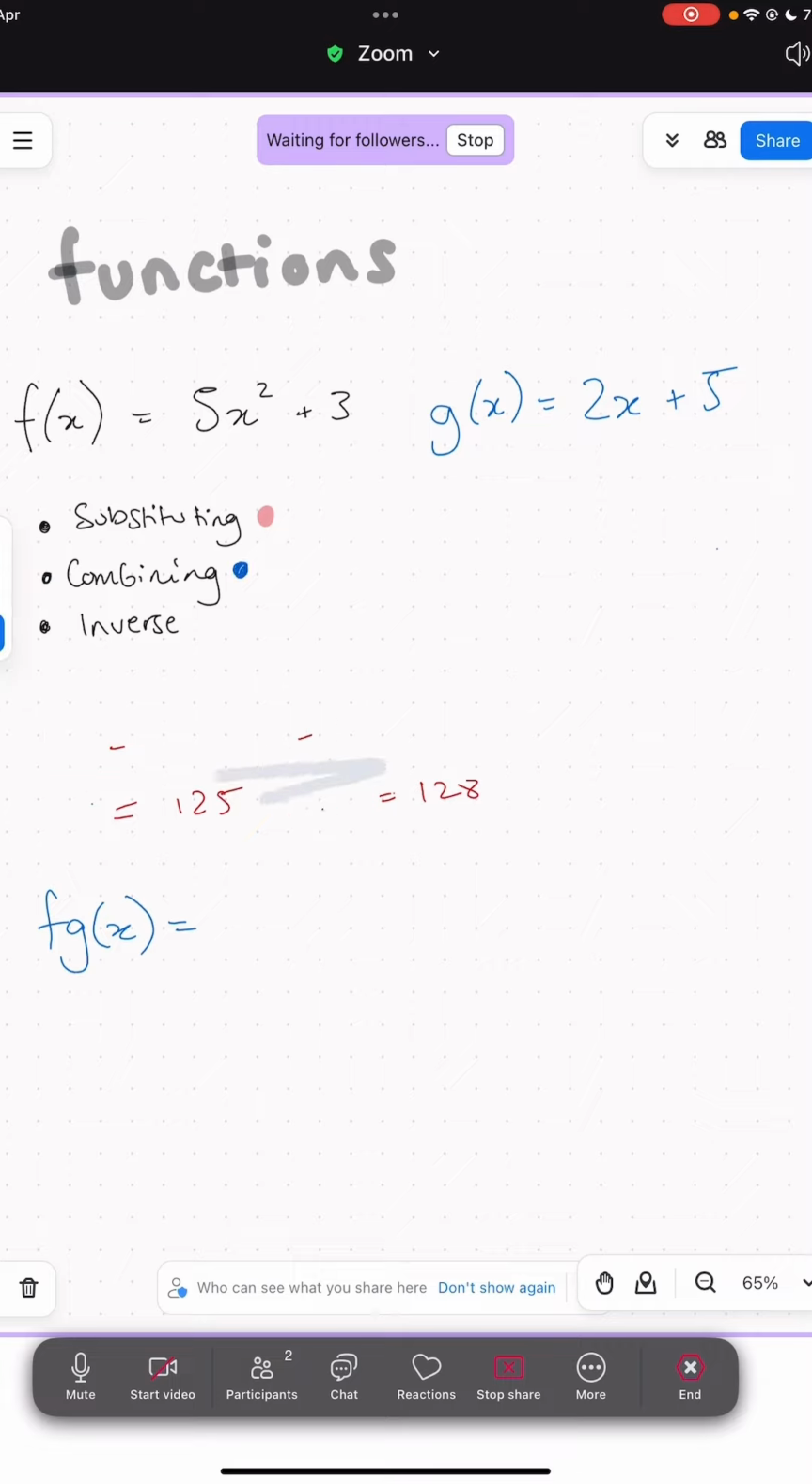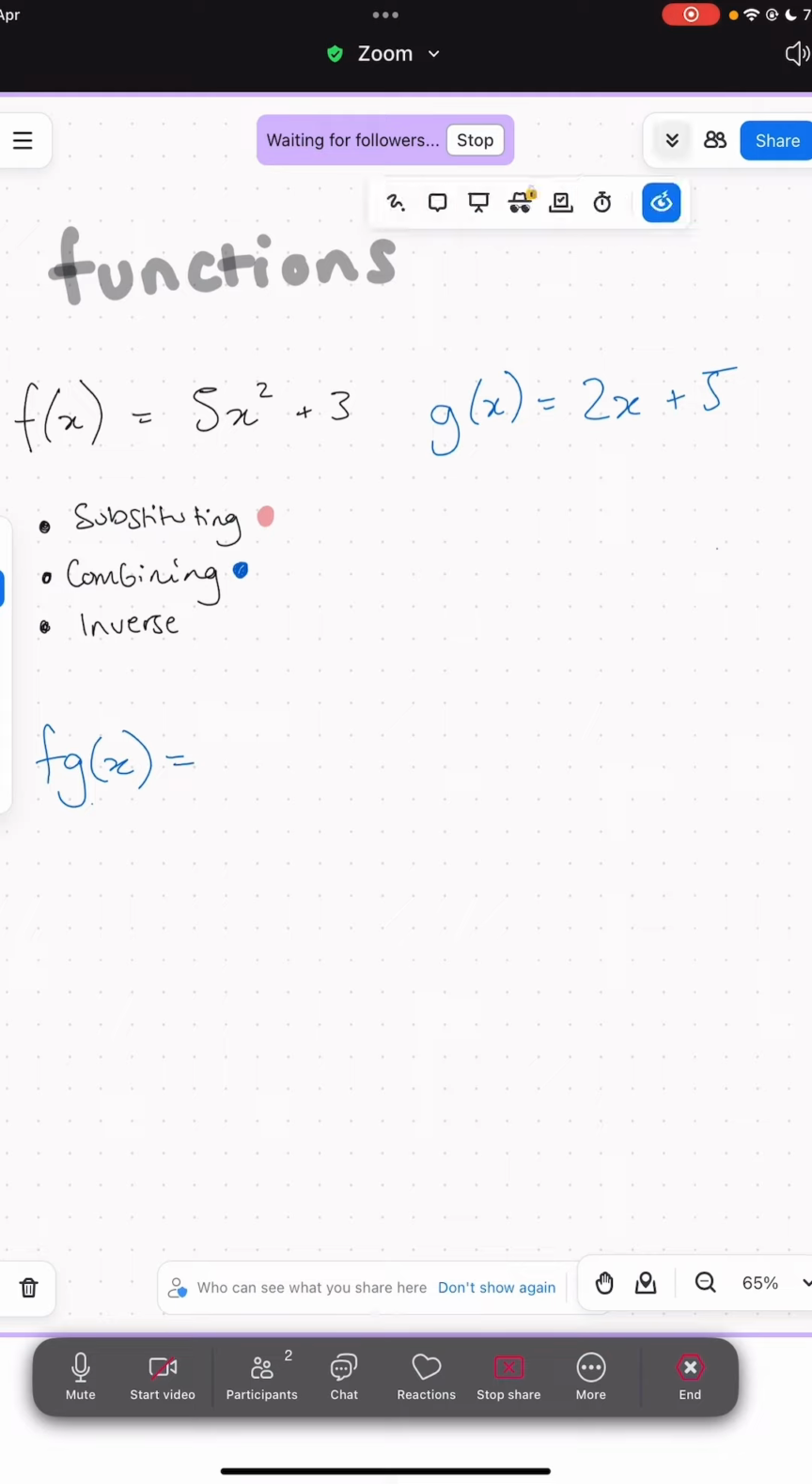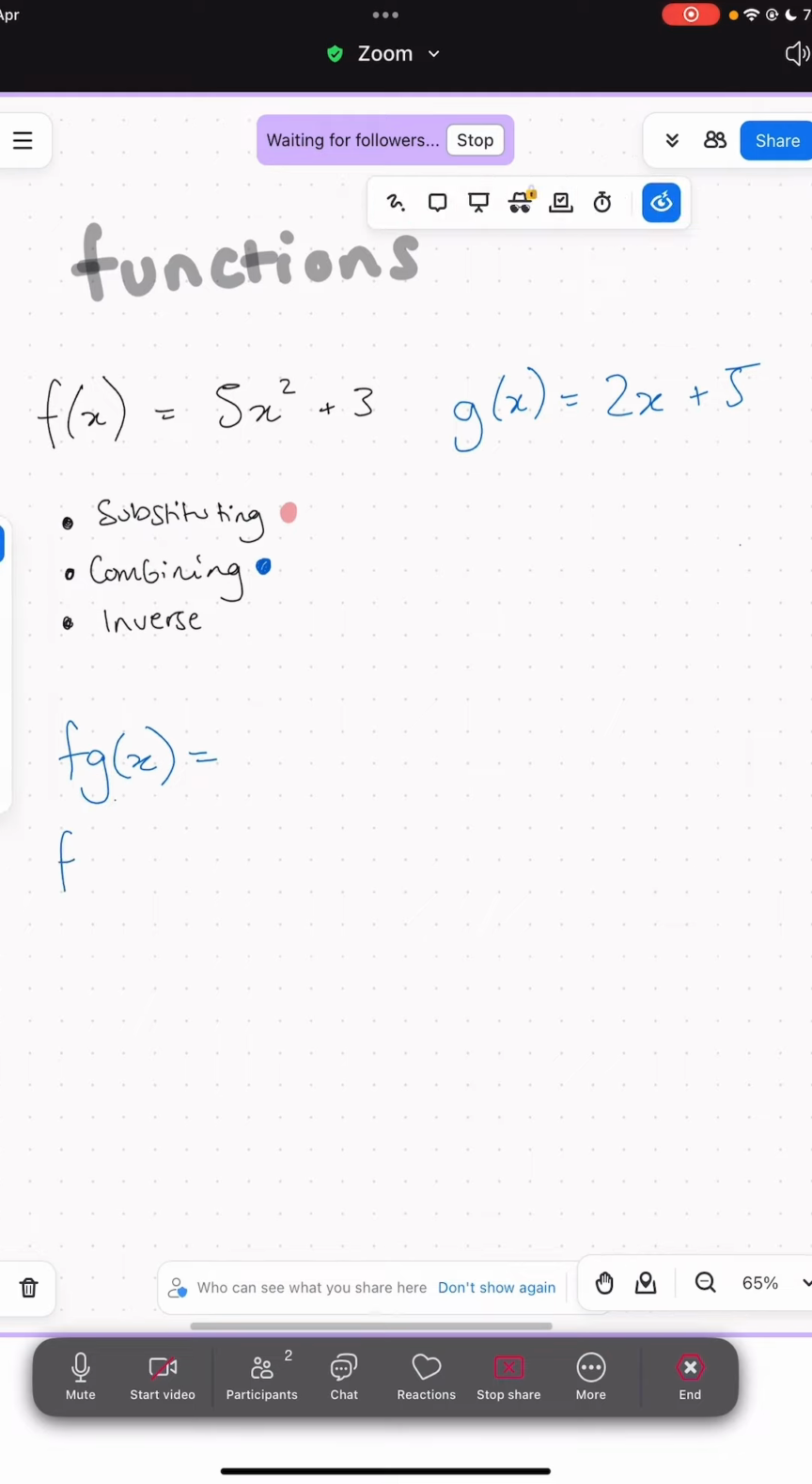Next up, we're going to look at combining functions. f g of x is the combination of f and g of x. Always start with the function on the inside, which in this case is g of x. Now, I can see here g of x equals 2x plus 5. So all I'm going to do is swap that g of x for a 2x plus 5 in the function.